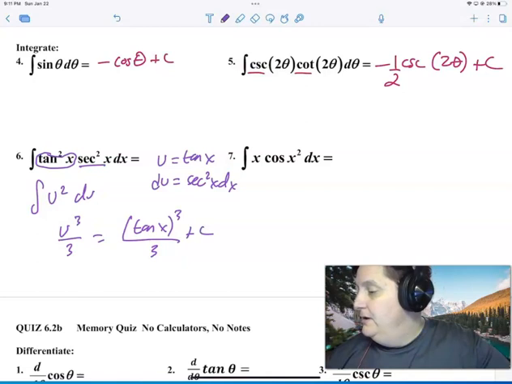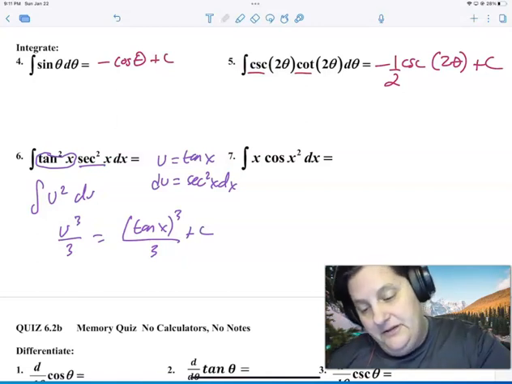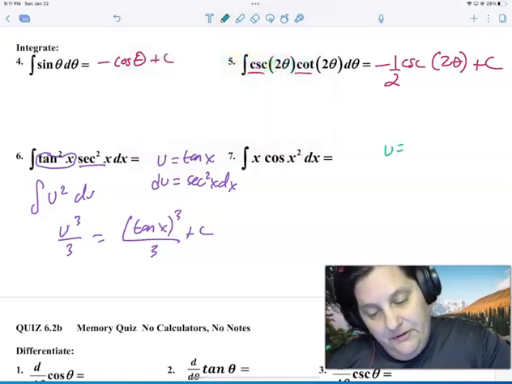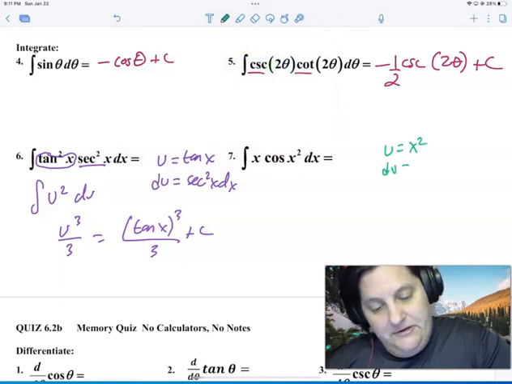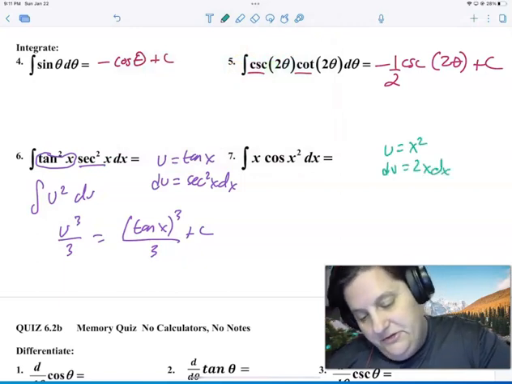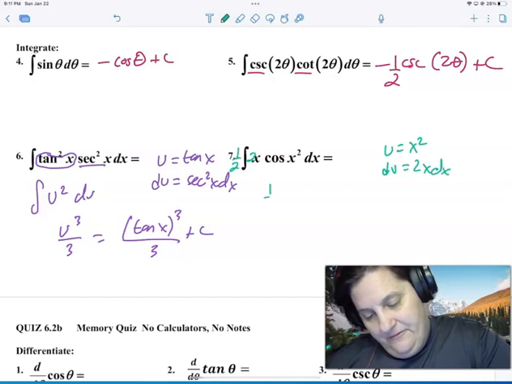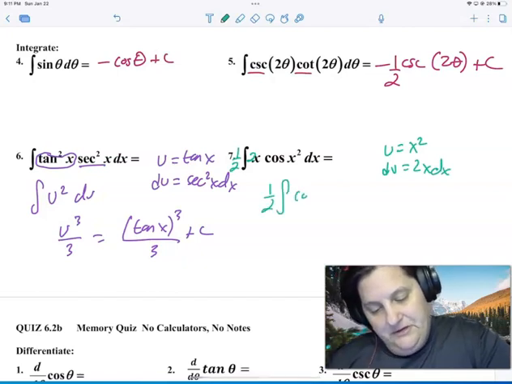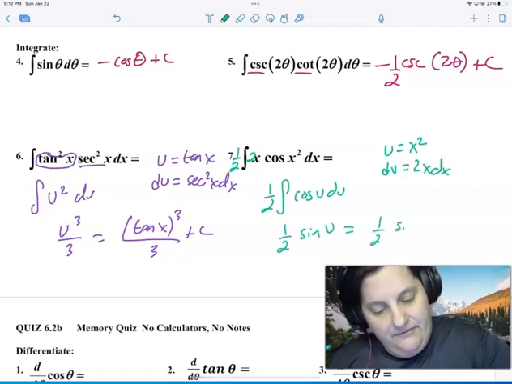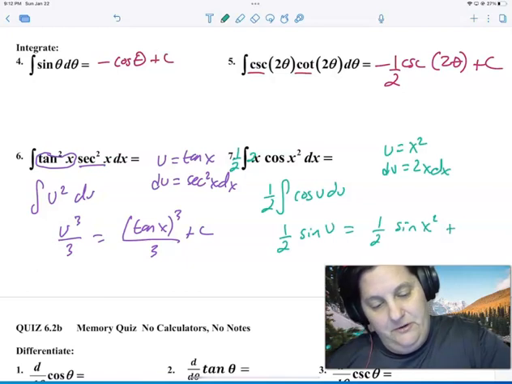Nice. And then this is another u sub. u is x squared, du is 2x dx. So that's 1/2. And then this is cosine u du. The integral of cosine is sine. So it's 1/2 sine x squared plus c.